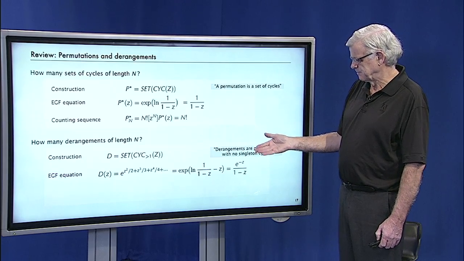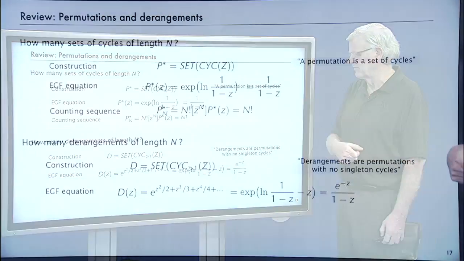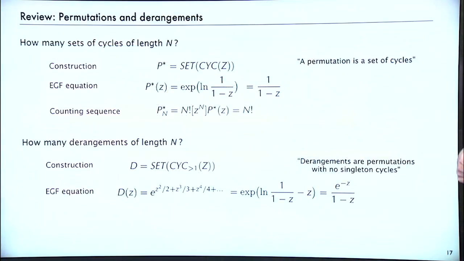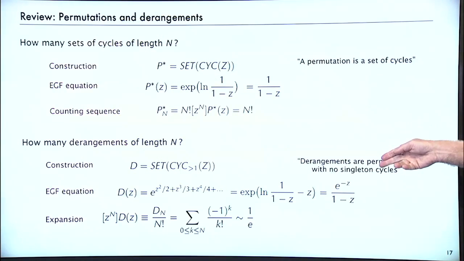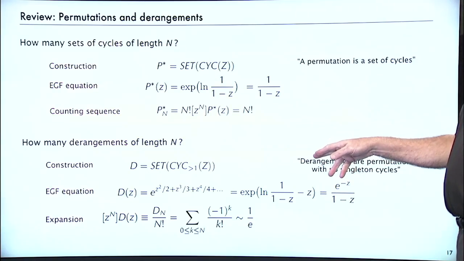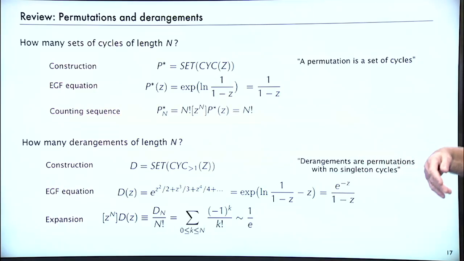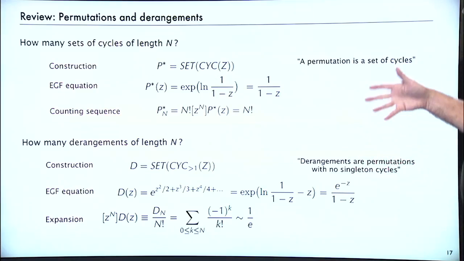And then that's e to the minus z over 1 minus z. So the coefficient of z^n, that is a convolution, which is the sum of minus 1 to the k over k factorial, which is asymptotic to 1 over e.